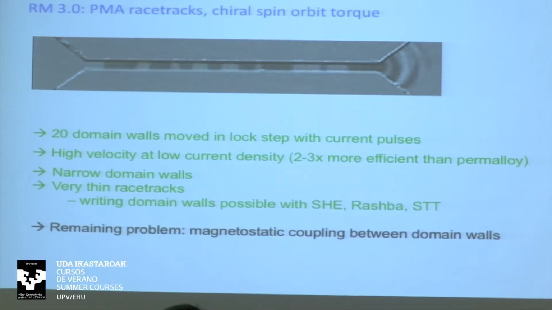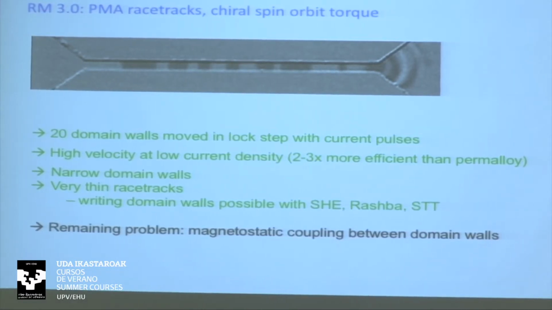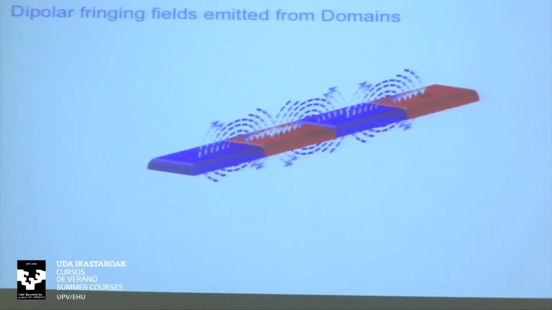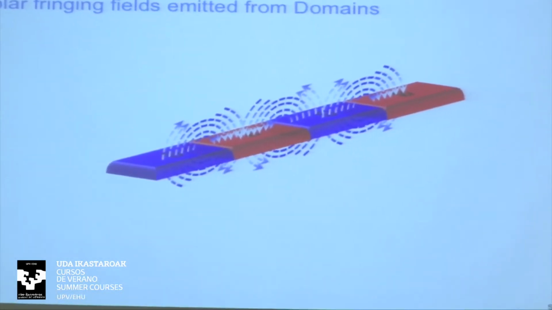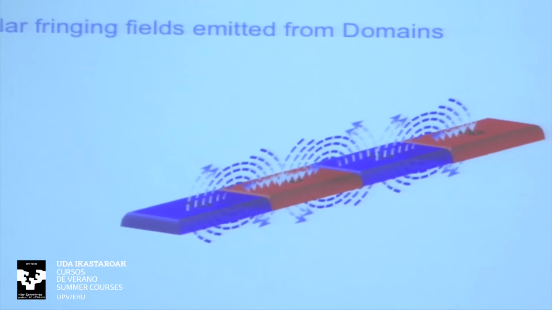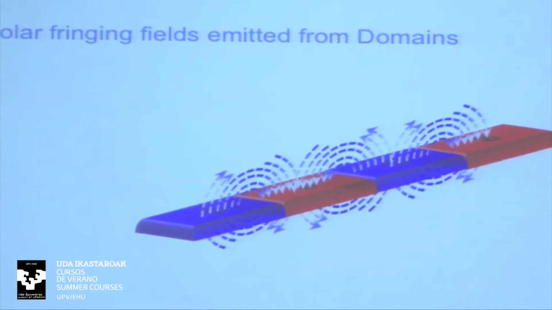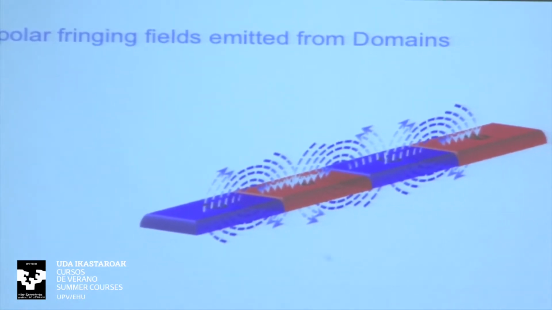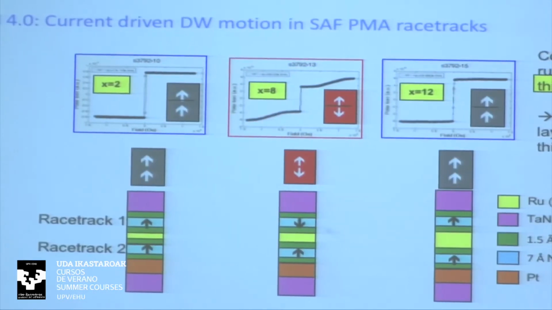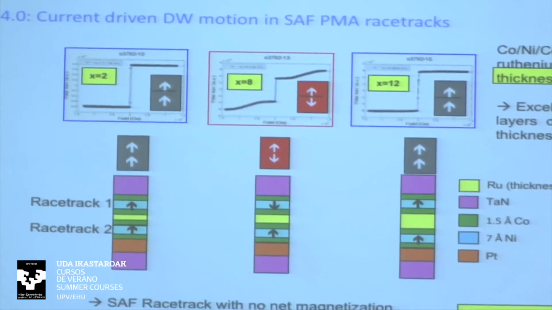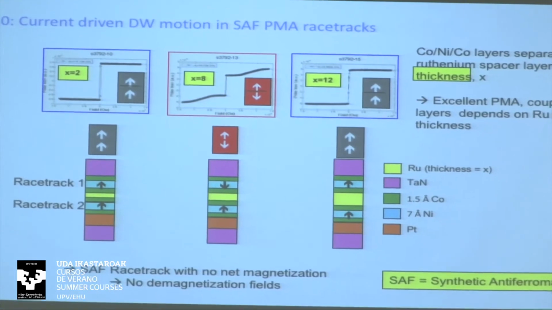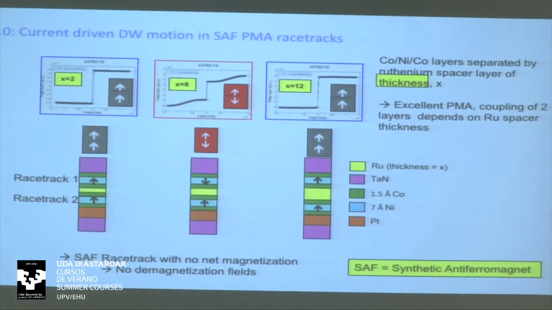So one remaining issue here is that these domain walls will produce strong dipole fields. And these dipole fields cause interaction between neighboring domains. So basically, that limits how closely you can put them together. And so to avoid this, we use this concept where we make an artificial anti-ferromagnetic racetrack.